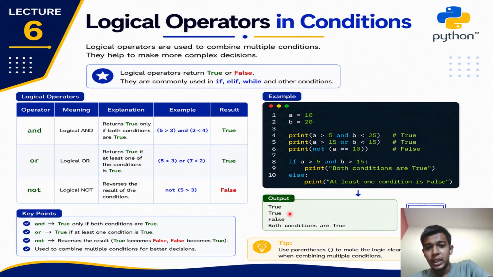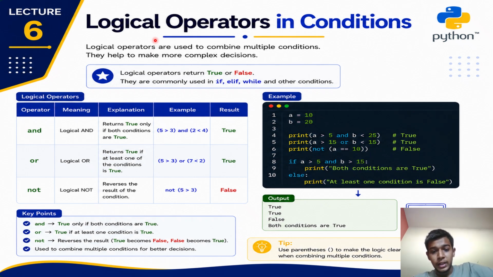Now here you can see the example. Two variables are taken, and value 10 is assigned to A and value 20 is assigned to B. The first statement is print A greater than 5 and B less than 25. Here Python checks two conditions. Both conditions are true. Since we are using AND, the output will be true.